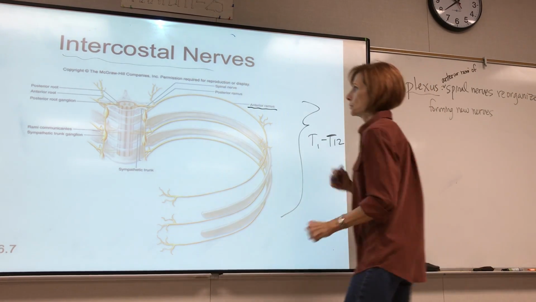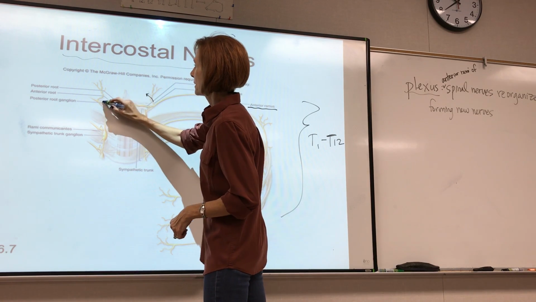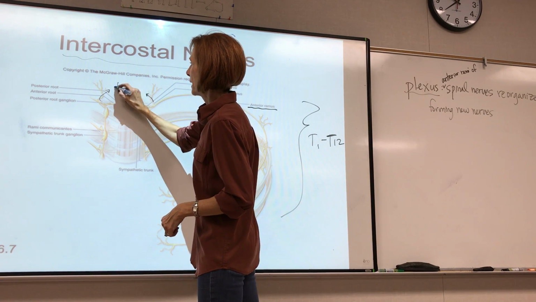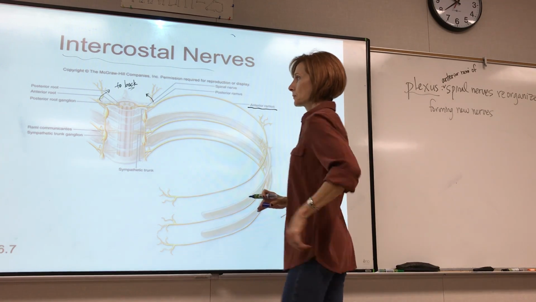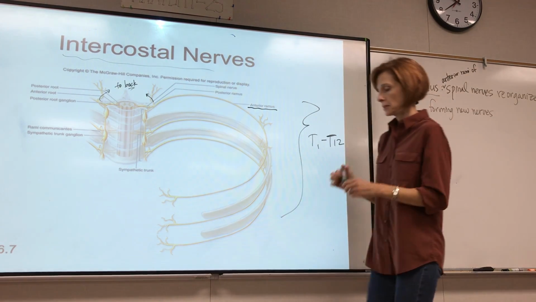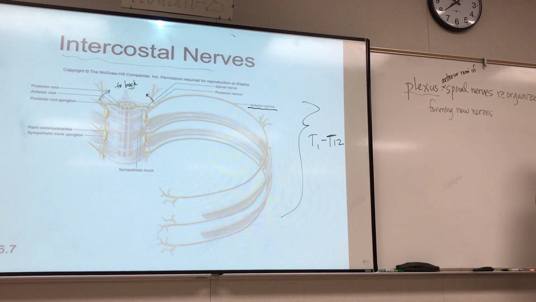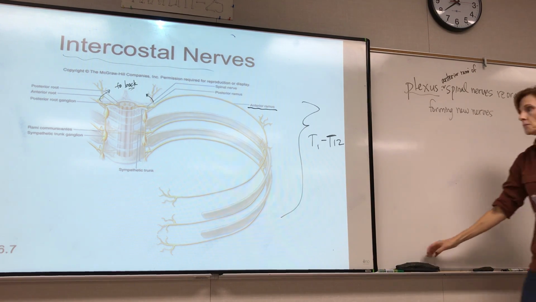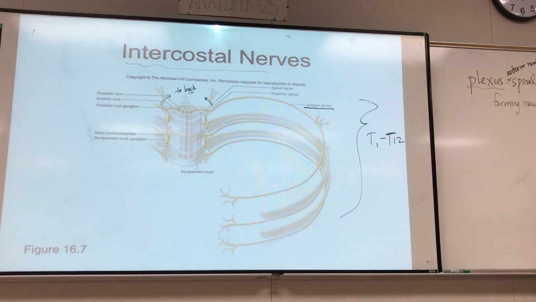Okay? So the little posterior ramus, and it actually is labeled here, is going to come back here and supply the back. Okay, the back area. So these are the anterior rami, which are also called the intercostal nerves. Okay? Other questions on that so far?